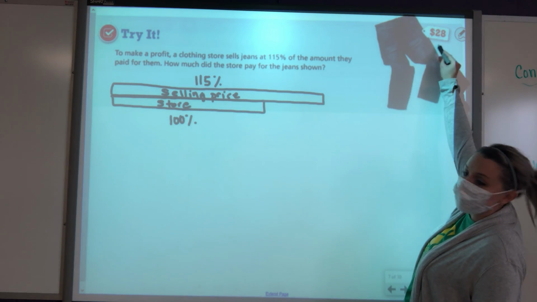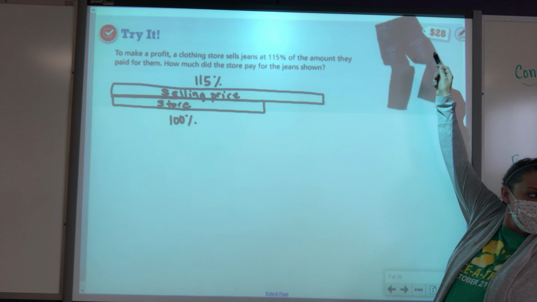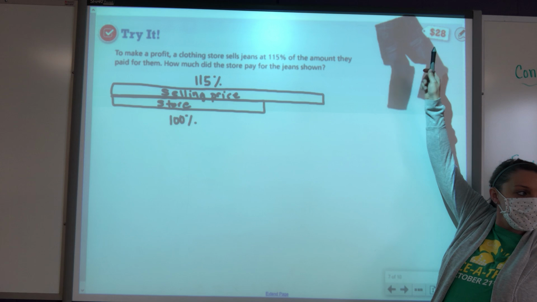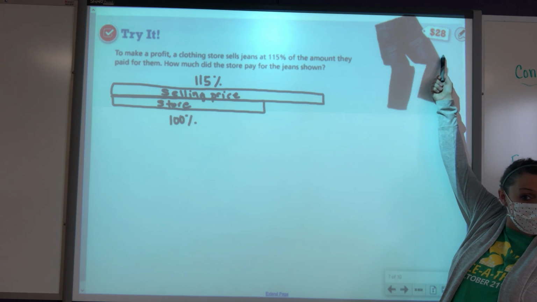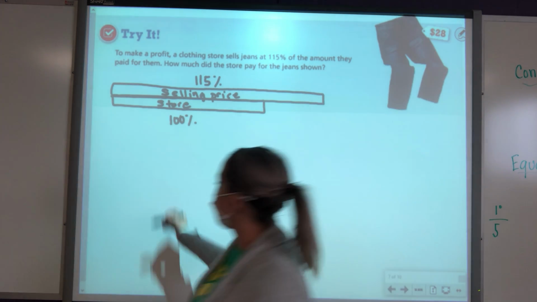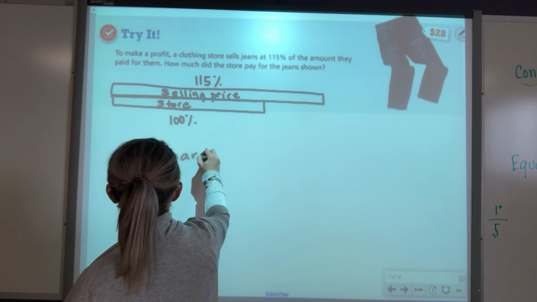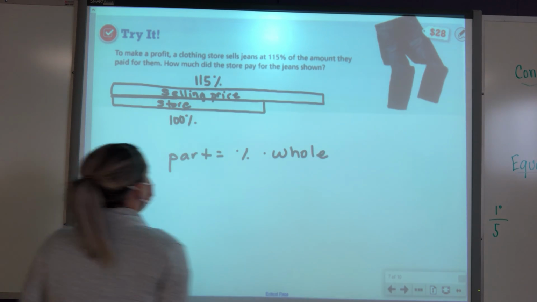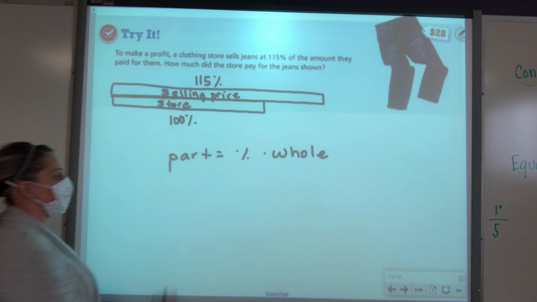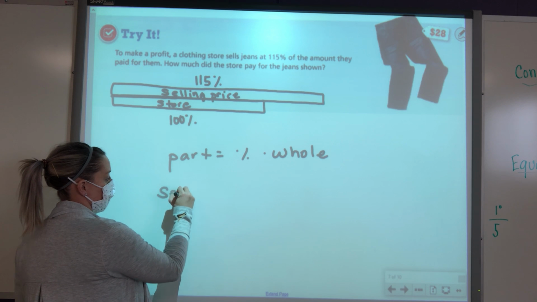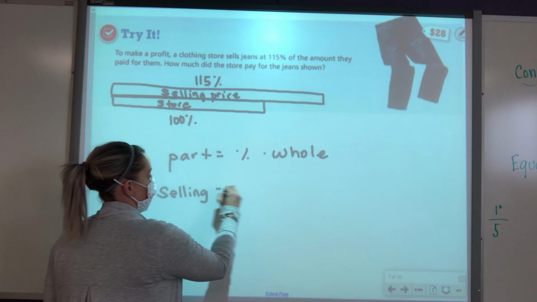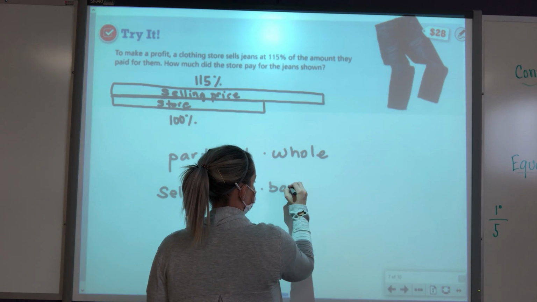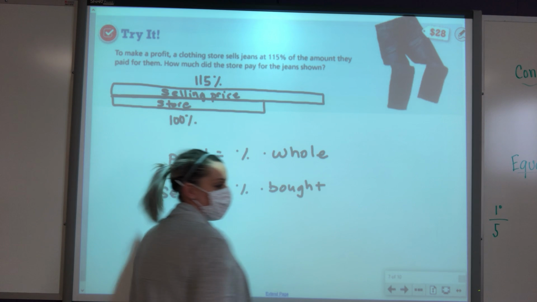This tag right here, what do you think that means? How much you're selling them for. Okay, so is that what the store paid for them? No. So when we look at our part to whole, the part is actually what they're selling them for. The whole is what they actually bought them for. That wasn't good English, don't tell anyone.